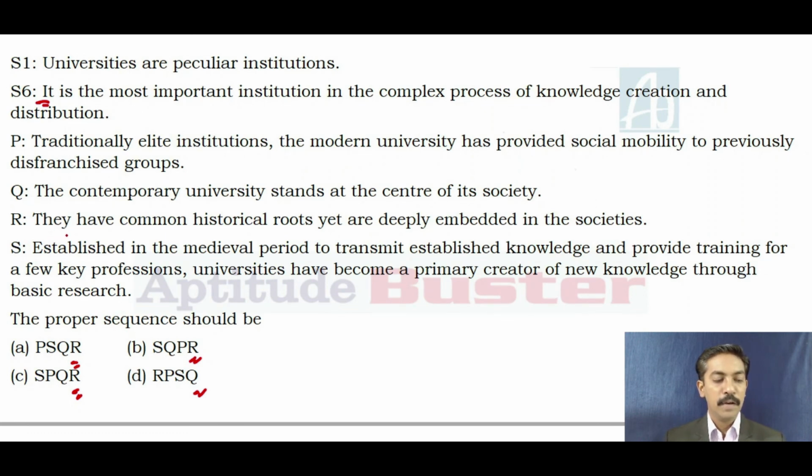R says they have common historical roots yet are deeply embedded in the societies. They, societies, the next sentence cannot be it. Thereby, we can eliminate all those options, which means option D must be right. Let's check it. Last segment is Q. Q, the contemporary university. This is singular and S6 begins with it. Very well, it makes sense. Answer is D. As I promised, this wouldn't have taken more than 10 seconds.